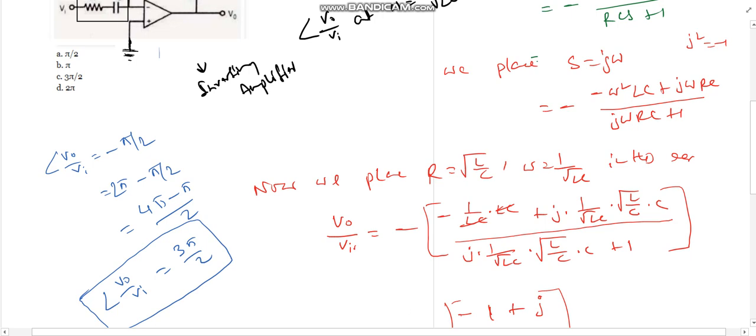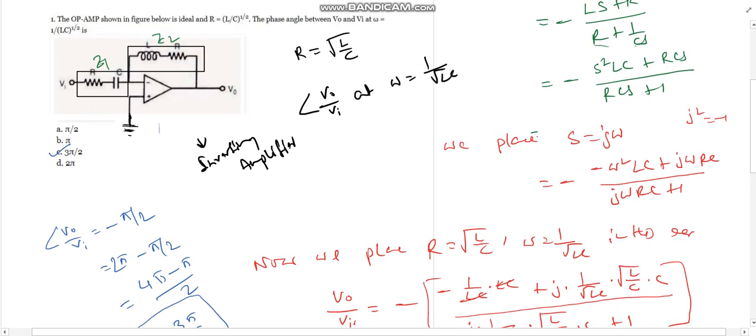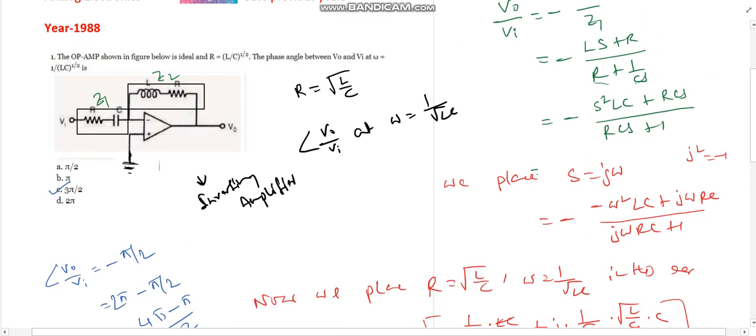Now see the options. So the phase angle between V0 and Vi of this circuit at omega equal to 1 by root LC is 3 pi by 2. So option D is the right answer for that question.